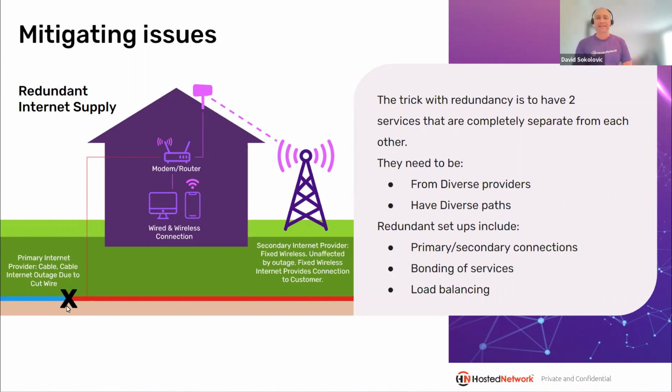Now, there are a number of setup options for redundancy. Most people run this in primary redundant setup. I personally like the bonding or load balancing options because then you're using both services at the same time, which keeps them alive and you know they're working. There's nothing worse than having a connection break and find out your redundant service won't kick in.